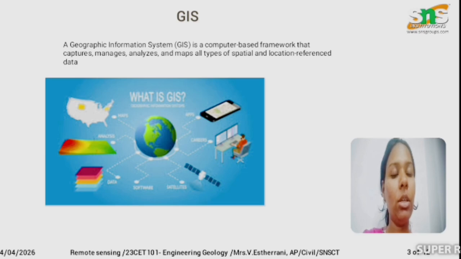Here GIS uses two types of data: the vector data and the raster data. Vector data is nothing but points, lines and polygons. Next one is the raster data. Raster data is nothing but pixels. These are the two types of data that are used in GIS.